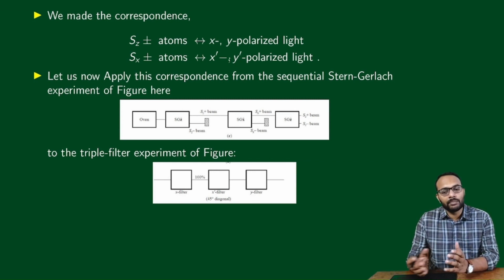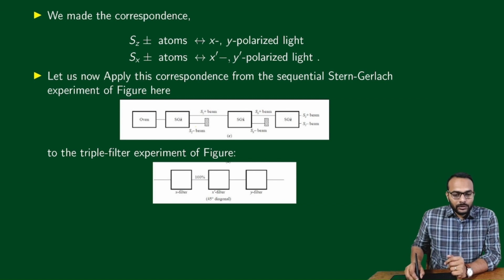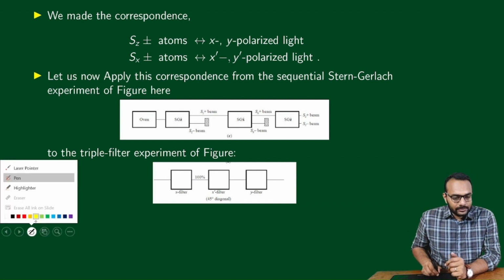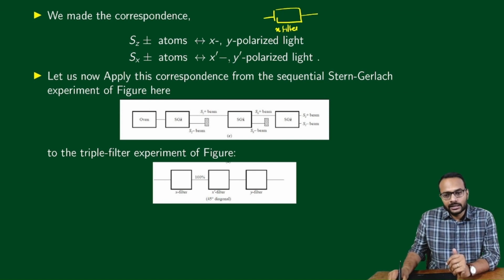Now let's try to apply this correspondence and try to go a little bit forward. So what we see in the experiments is this. As I said before, let's first write the case of polarization. I've got an X filter here. There's no Y component, and then it goes to an X prime filter. This is an X filter, this is an X prime filter, and what do I get? I see that it has both X component and Y component.